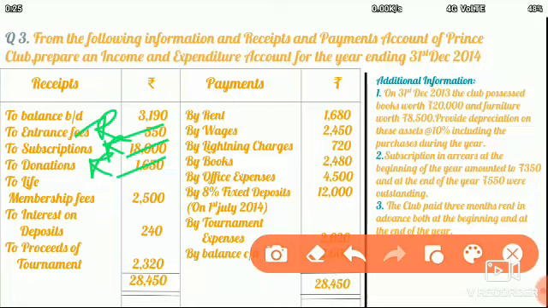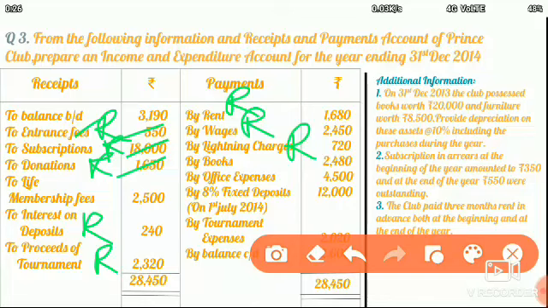Life membership fee is a capital nature item because it is paid once by the member only. Then interest on deposit is a revenue nature item. Then proceeds of tournament is a revenue nature item because tournaments are always conducted by clubs. So it is a recurring nature item and it will be treated as revenue nature. On the payment side, rent is a revenue nature item, wages is a revenue nature item, lighting charges is a revenue nature item, books is a capital nature item.